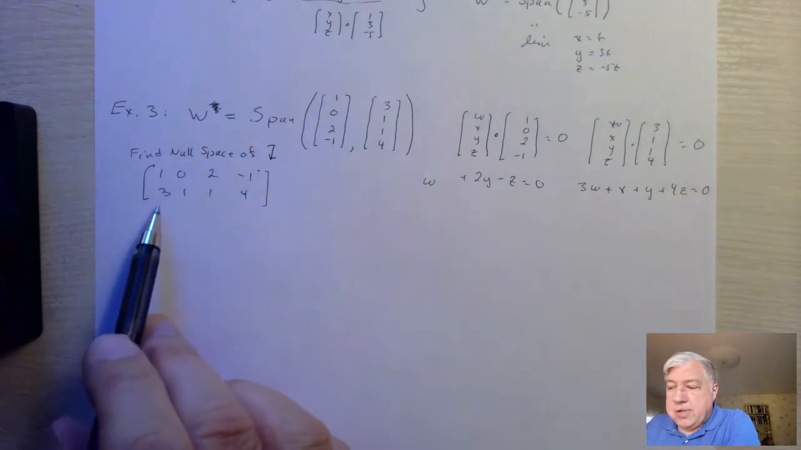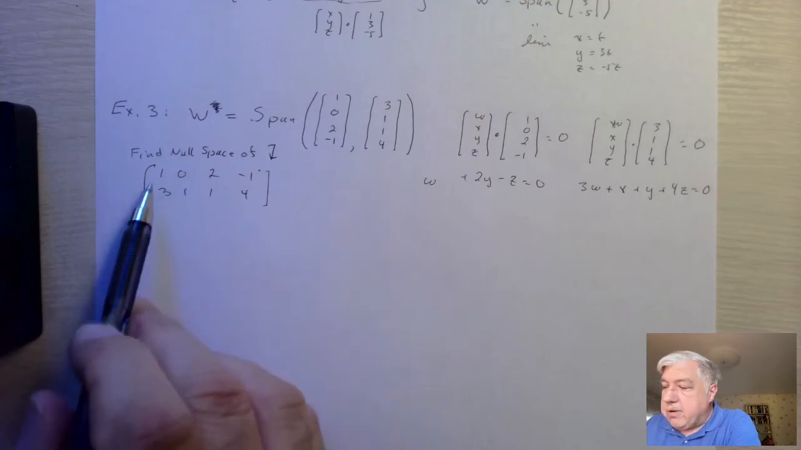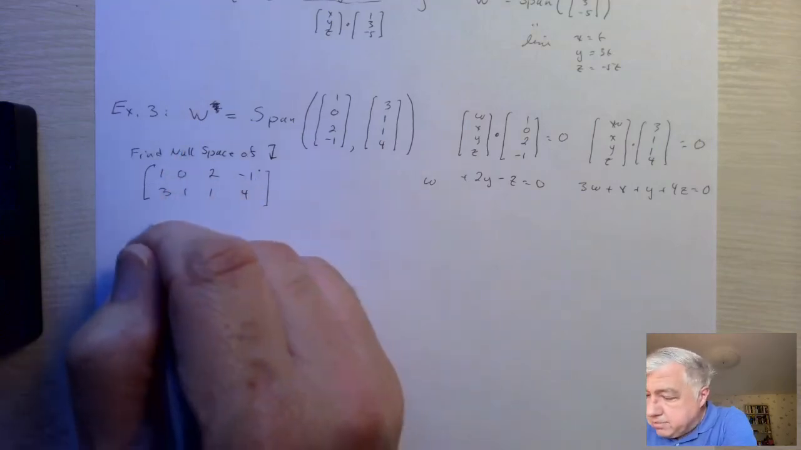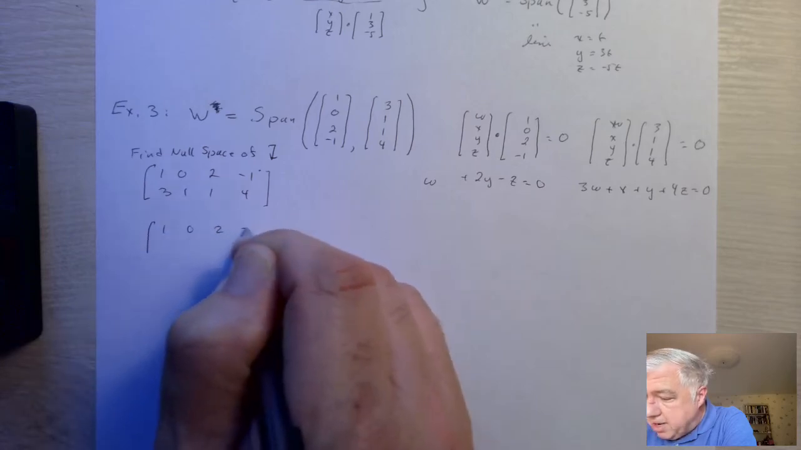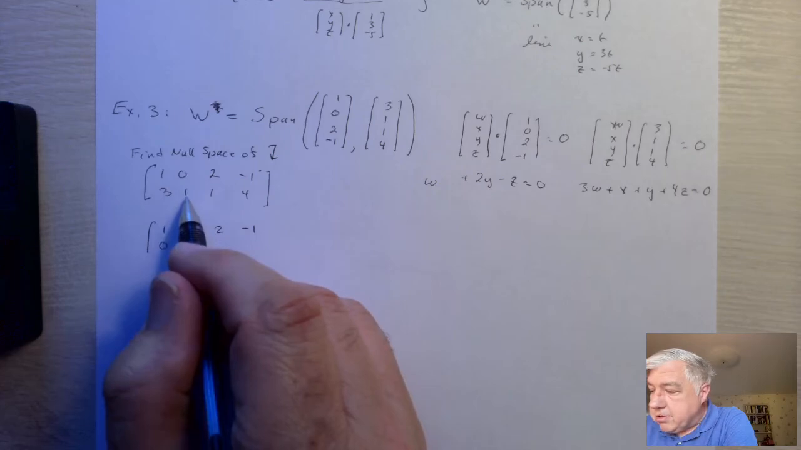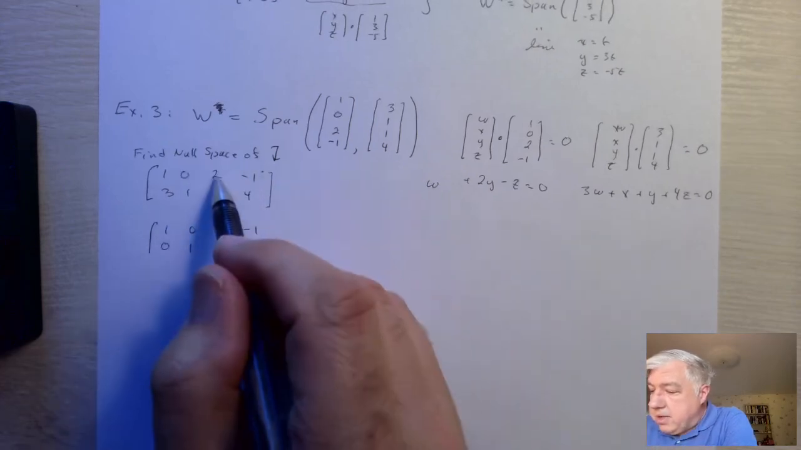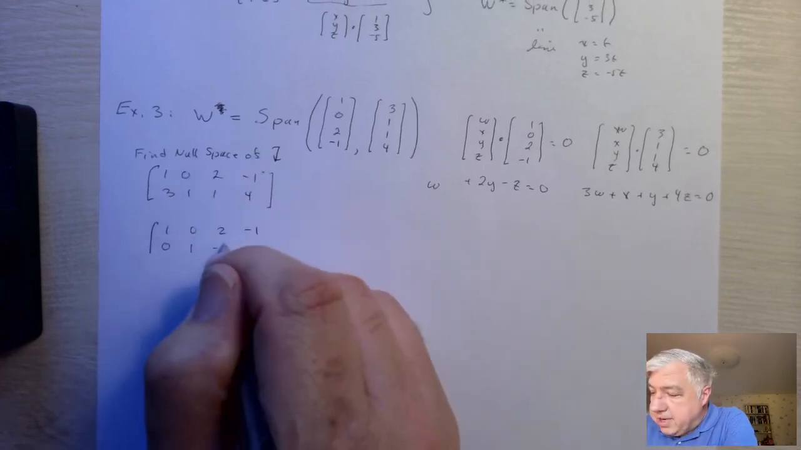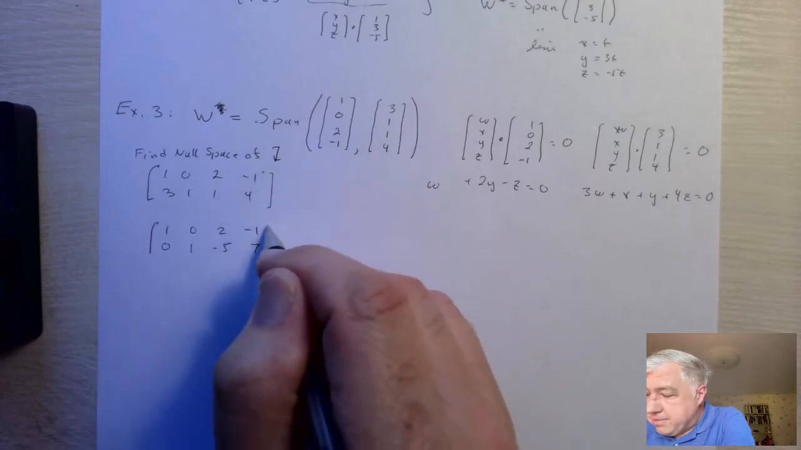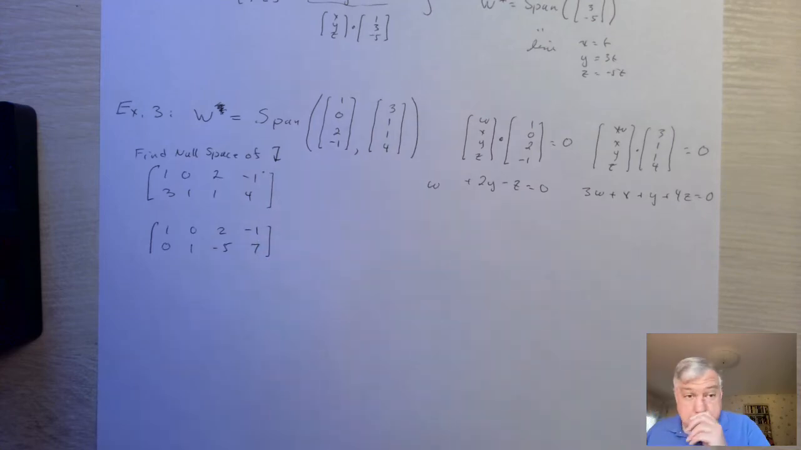And there you can see there's not much to do here, is there? We just have to multiply this first row by -3 and add it to the second row. So this is 1, 0, 2, -1. And so -3 plus 3 is 0. 0 plus 1 is 1. -6 plus 1 is -5. And then 3 plus 4 is 7. Okay, so it's in reduced row echelon form.